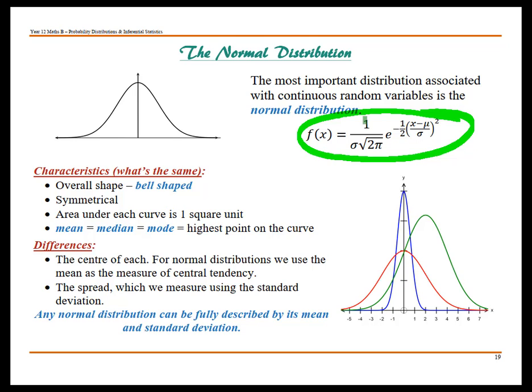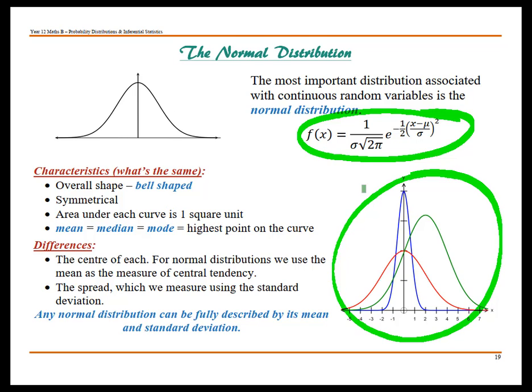Now, characteristics, what's the same for a normal distribution? It's always a bell shape. So as you can see on this side here, looking at the graphs, they're all bell-shaped curves. They're symmetrical. So they're symmetrical about the mean, median, and mode, which is in the middle of the distribution. The area under each curve is 1 square unit. So no matter which bell-shaped curve you look at or normal distribution, the area under the curve is 1 square unit. The mean, median, and mode are all represented by the highest point on the curve.